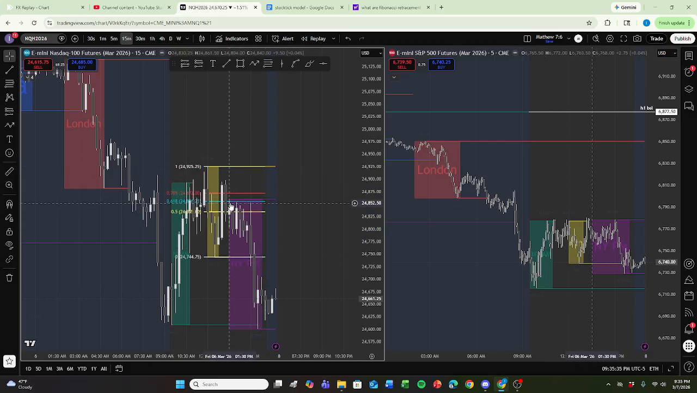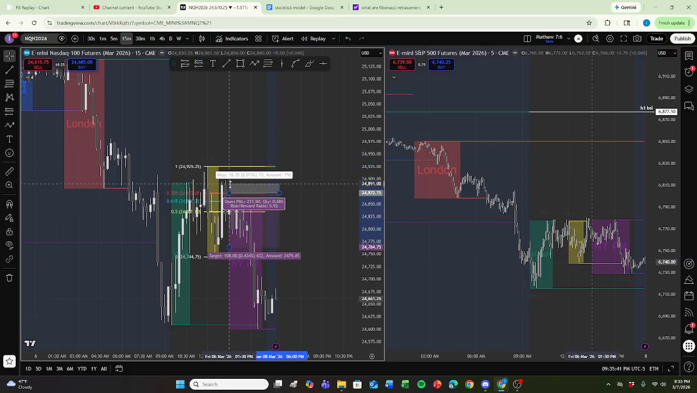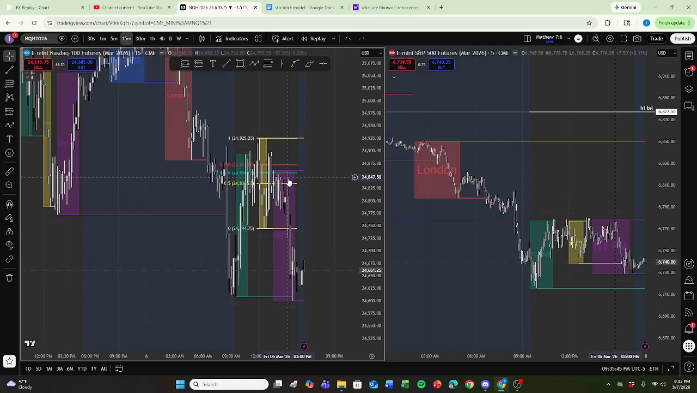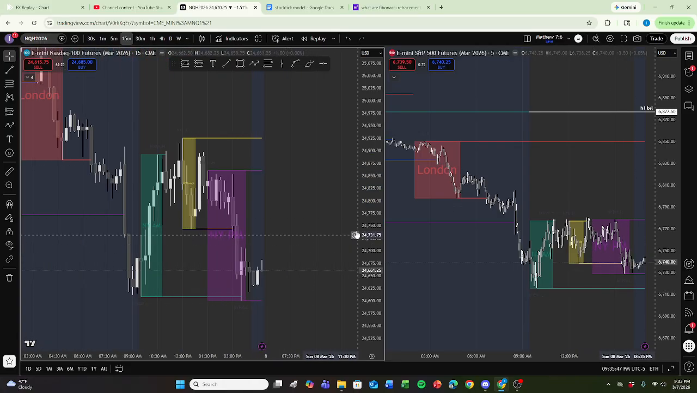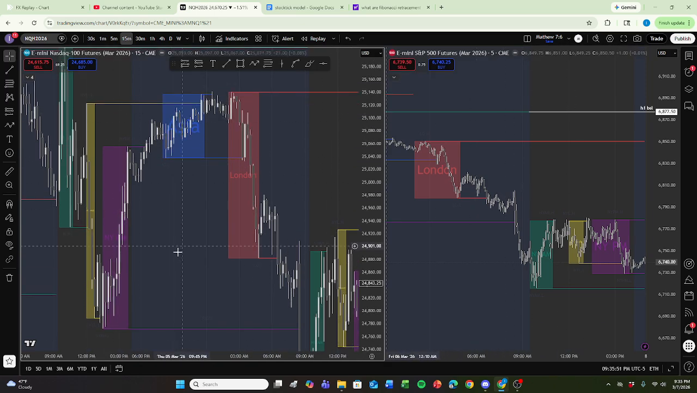Because you'd probably enter around here or here. Depending how big your stop is, it looks like you would have gotten stopped unless you had a 20, 30-point stop, which I don't do. So that fib would have failed there. So without context, a fib is nothing. You know what I mean? Like, you kind of need conviction.